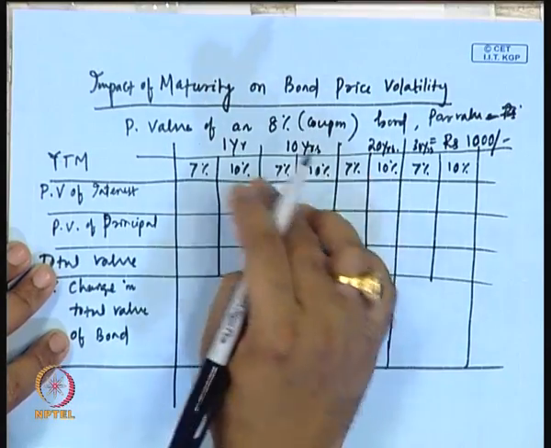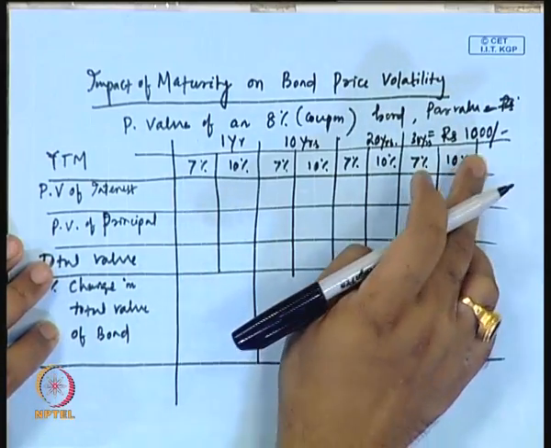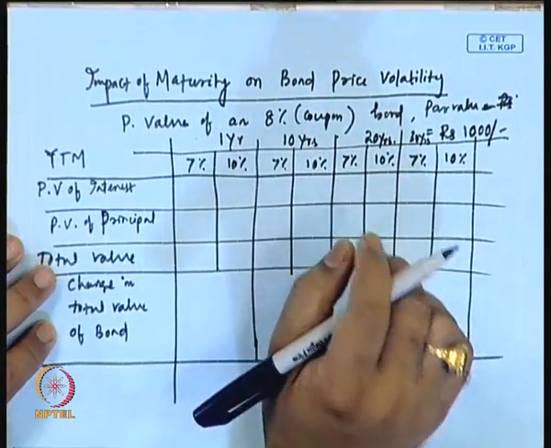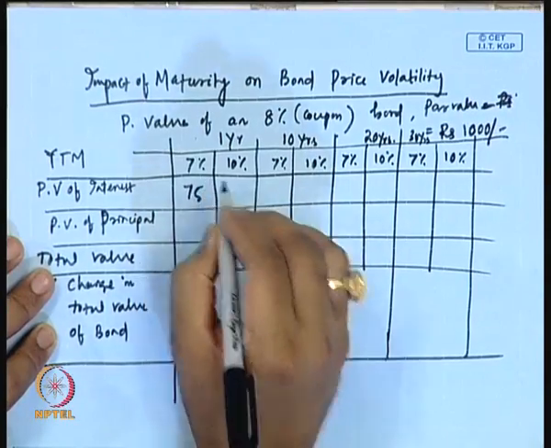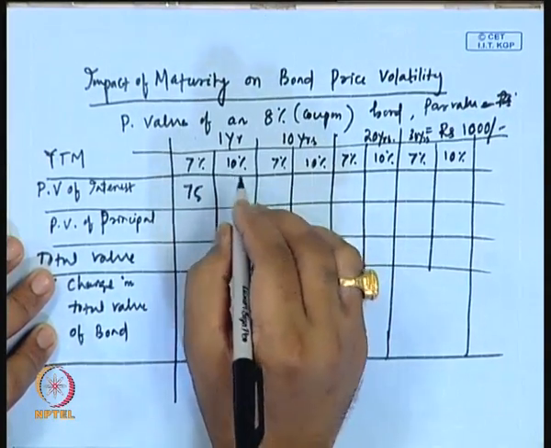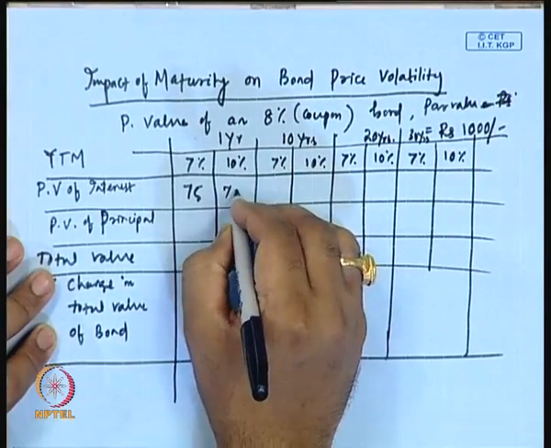Then how much interest can you get in 1 year for a 1000 rupees bond? If you calculate on 1000 rupees, the coupon is 80 rupees, and the present value of interest in this 1 year is 75. With 10%, the present value will be 73.